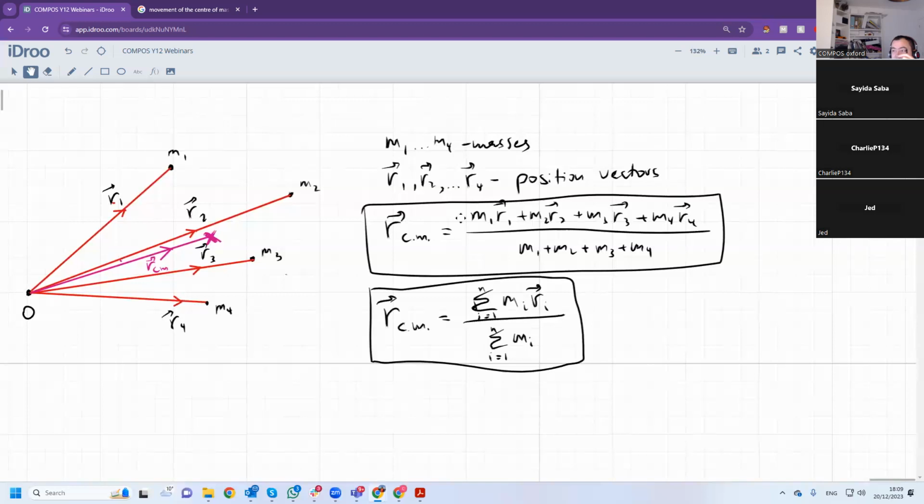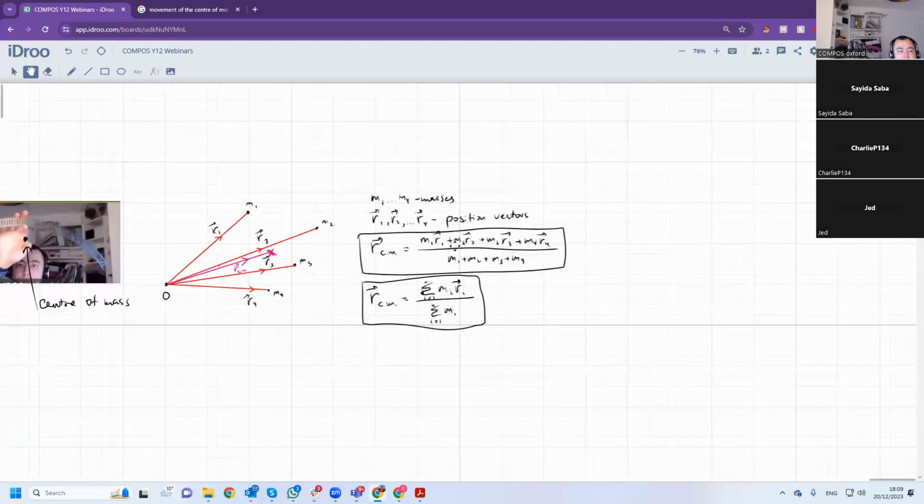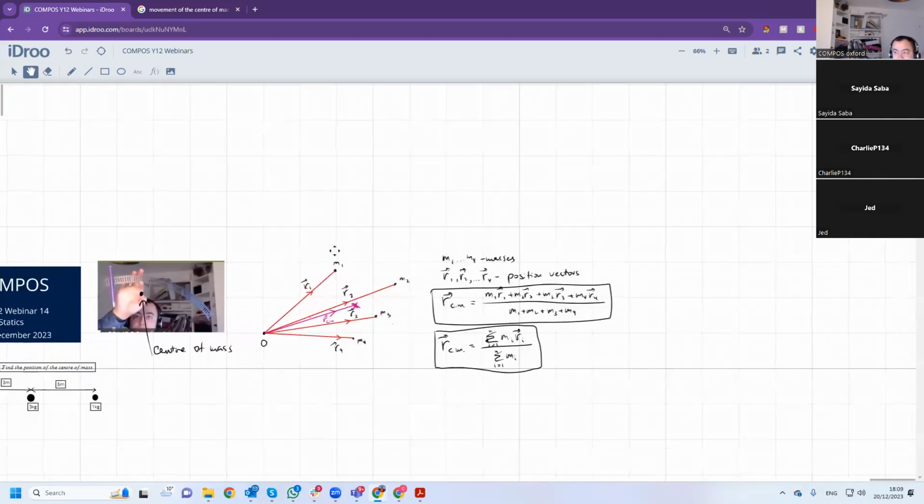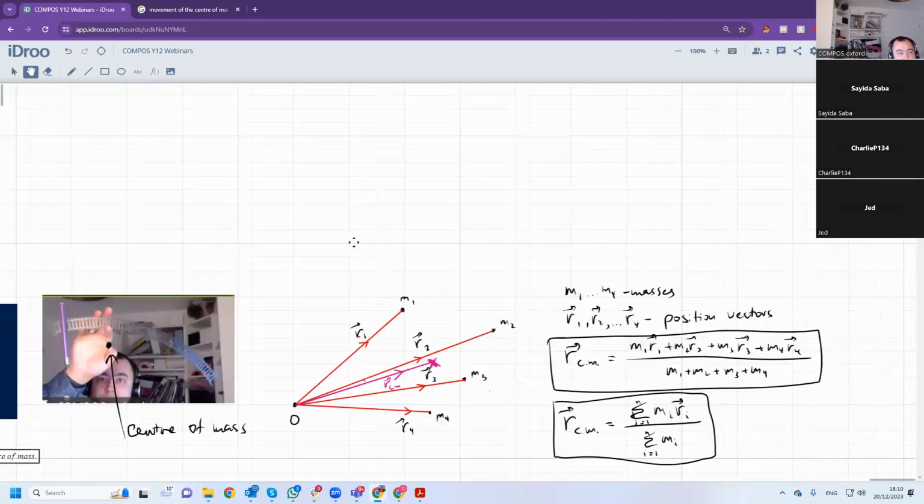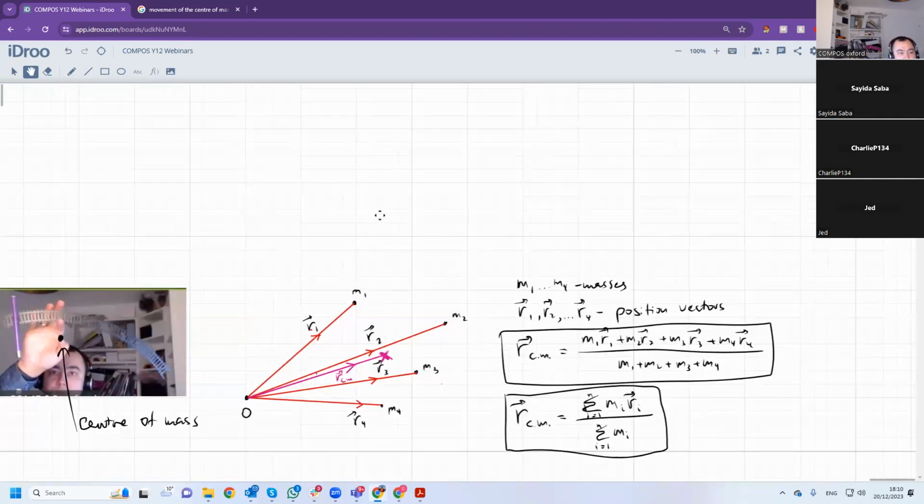Is there anyone who doesn't understand what a position vector is? You don't need to say. Okay. All right. I'll say a few words.